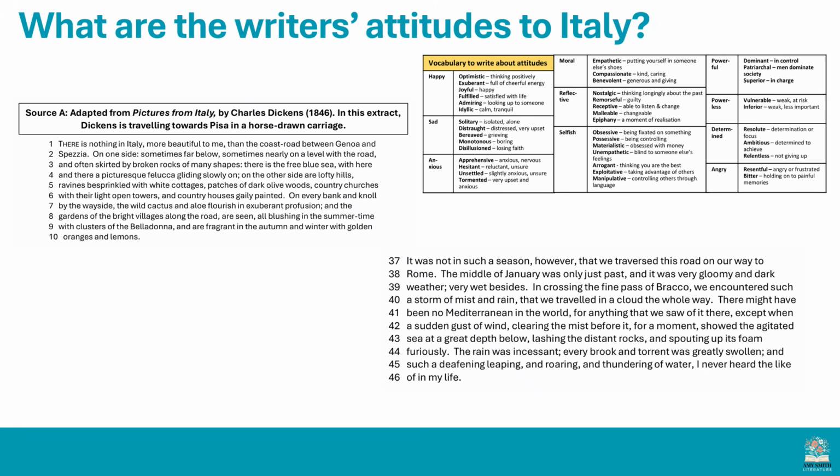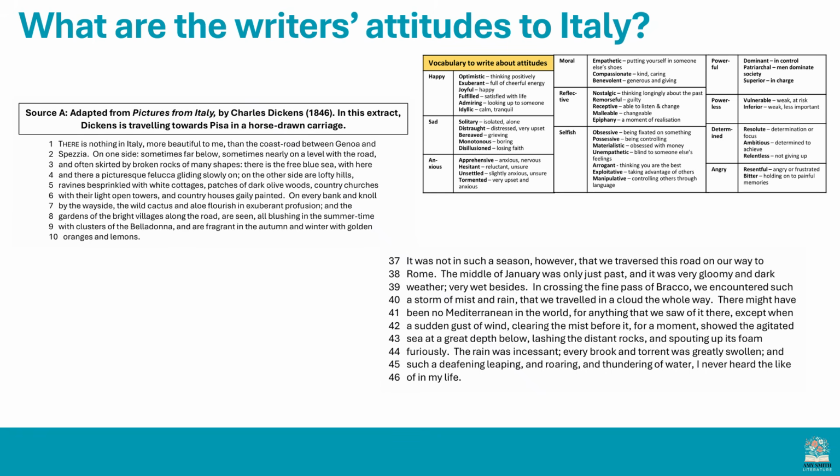So we are looking at our vocabulary list, and we're probably going to be looking at something a little bit more negative. So if we look at the sad section, Dickens, you might say that he feels isolated. As he's travelling through Italy, he might be apprehensive or unsettled because of the stormy weather that he's travelling through and so on.